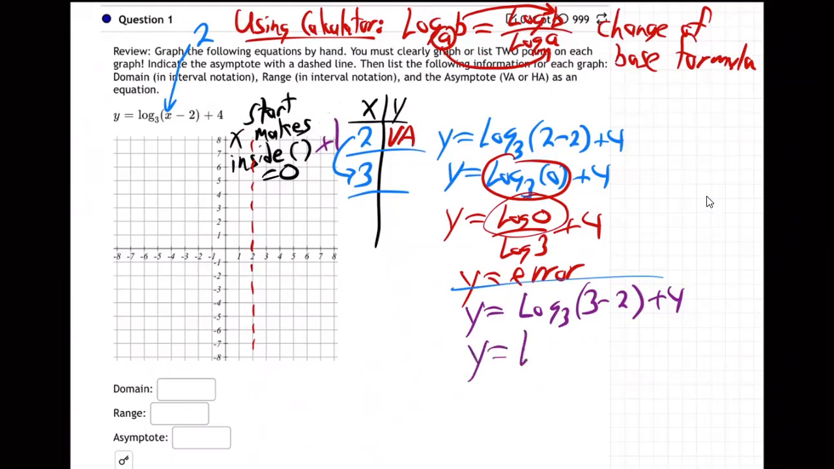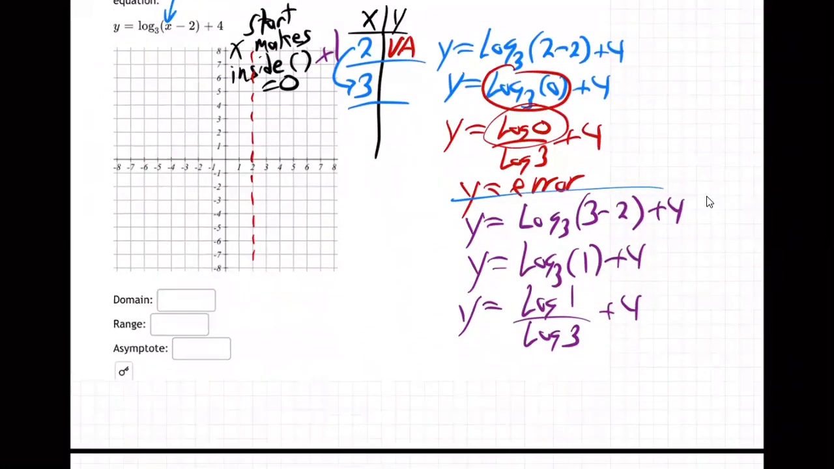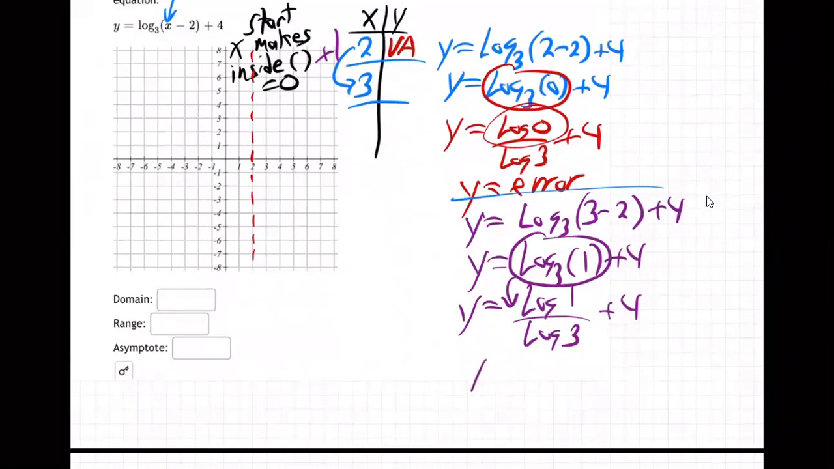Now, what do you do? This is log base 3 of 1, plus 4. This is log of 1 over log of 3, isn't it? I just used the change of base formula there to turn 1 log into 2 logs. Hit the buttons on your calculator. This part will come out 0. 0 plus 4 is 4. So that's the point, over 3, up 4, right there.